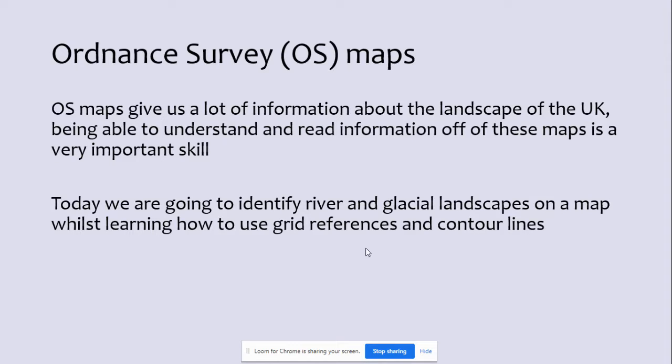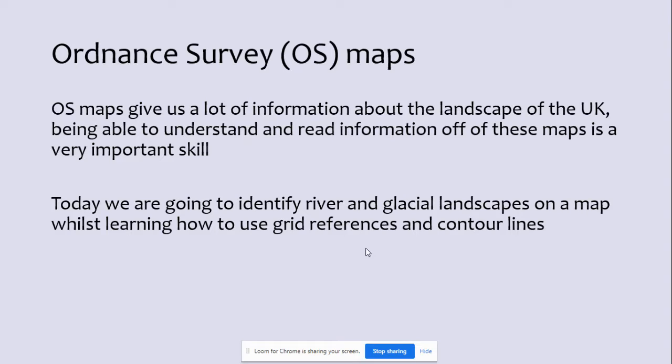OS maps can give us a lot of information about the landscape of the UK, and being able to understand and read off these maps is a very important skill, particularly if you're interested in taking geography next year at GCSE. Map skills are really important. But they're also important outside of geography and outside of school, because being able to read maps is a key skill for everybody. You can find out a lot of information just by looking at these maps of what the landscape is like.